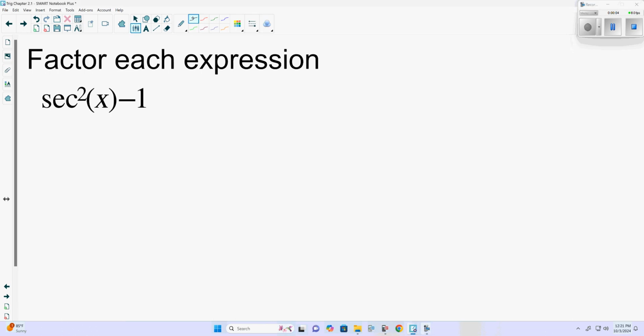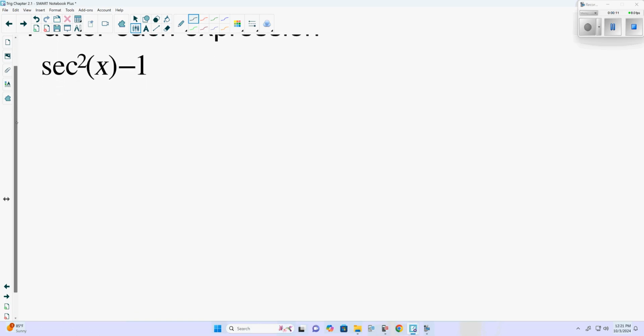Factoring. The next piece we're going to look at is factoring each expression. So we want to factor secant squared of x minus 1. Now it might be a little odd trying to factor this or seeing how this factors. So one thing we can do is using something called U substitution.